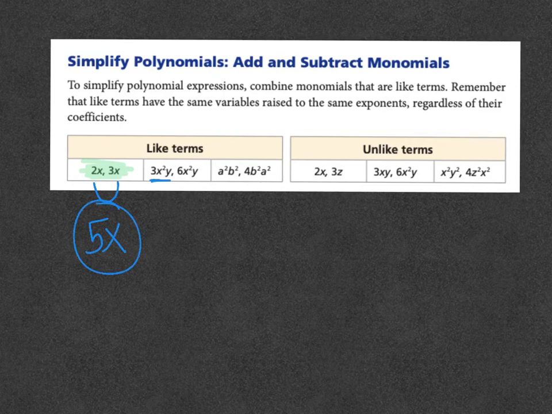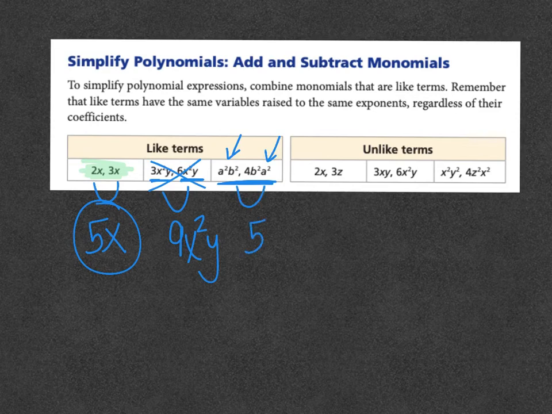These are also like terms because they have the exact same x squared y. So if I was going to add them, the total would be 9x squared y. Here, these I can also add together because they both have a squared b squared. Even though it's in a different order, they both have a squared b squared. In total, I see 5 of those, 5a squared b squared. So again, I can combine those. Like terms you can combine.